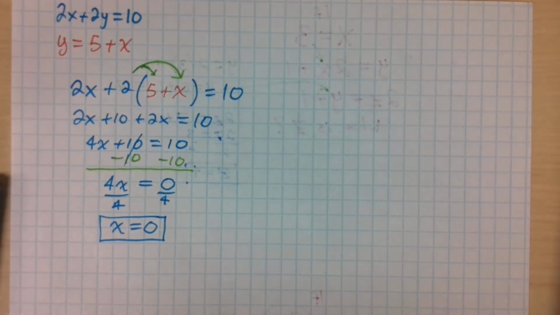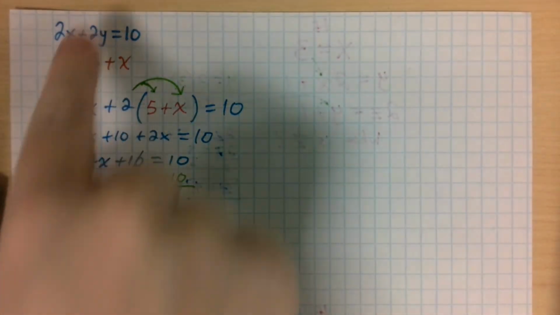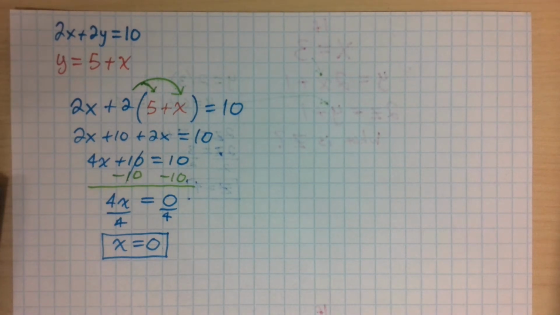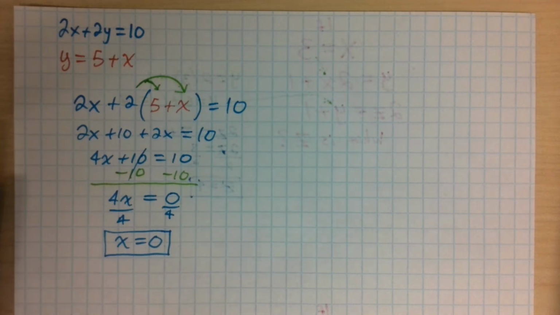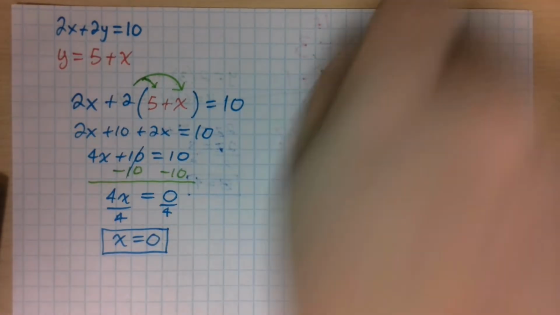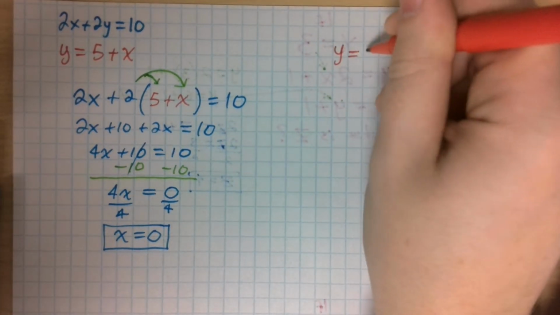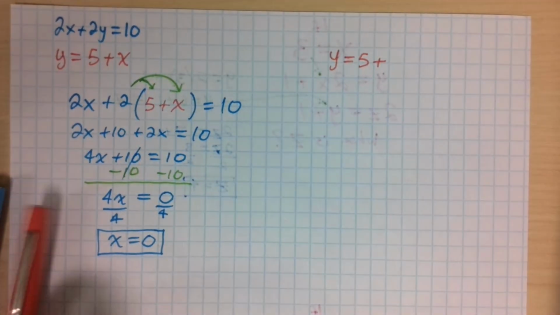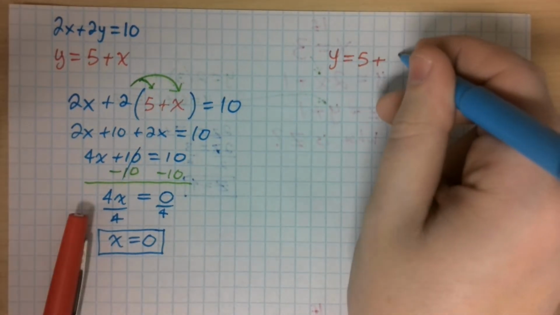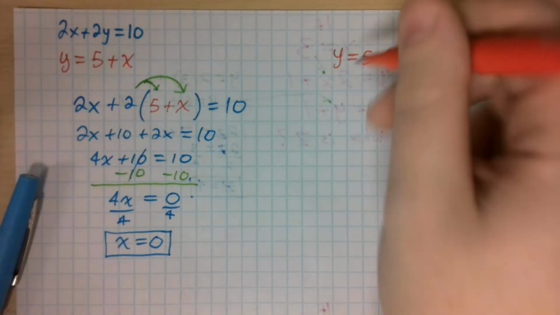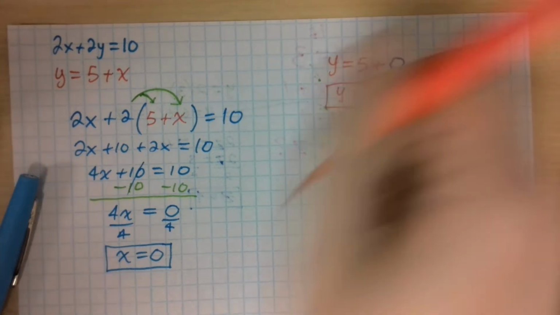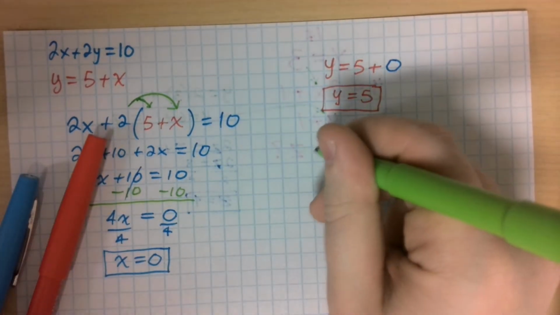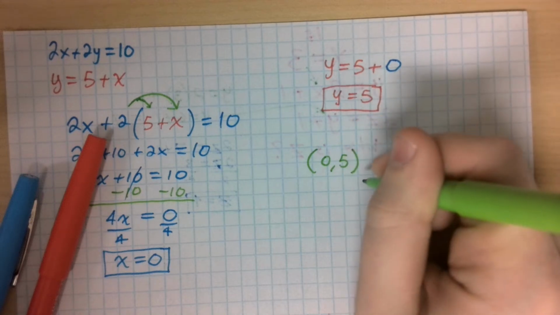Now comes the moment of truth. We need to plug this x back in to an equation of our choice and solve for y. Which equation would be easiest to plug 0 in for x and solve for y? I don't know about you, but I definitely think the bottom one will be easier. If y equals 5 plus x, and we know x is 0, this is really just y equals 5 plus 0. Well, what's 5 plus 0? 5 plus 0 is 5. So our answer is the point (0, 5).